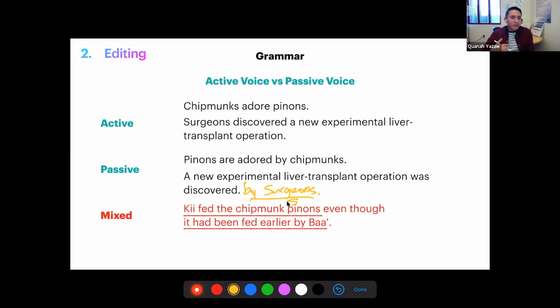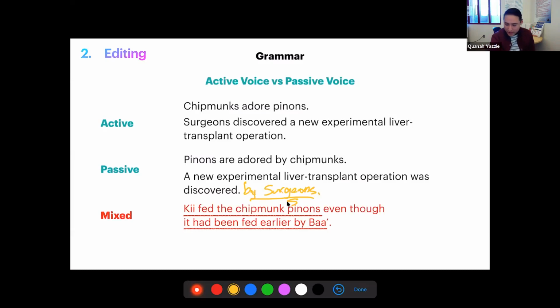So if we're comparing those two, passive to active voice within research writing, the top one is more active, saying surgeons discovered a new experimental liver transplant operation. So it's sort of happening in the current moment in present tense, in the voice itself. And within passive, if we read a new experimental liver transplant operation was discovered by surgeons, we're using passive voice. And it just sounds more professional in a way because it sounds like it's an actual fact. And if we mix and match those two, it won't actually work together.